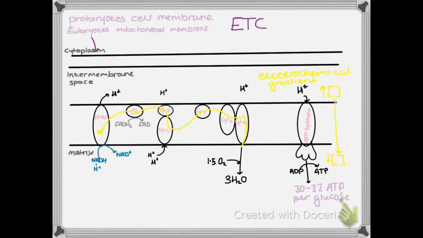So at the end, through the use of one glucose molecule, we get around about 36 ATP molecules from aerobic respiration.